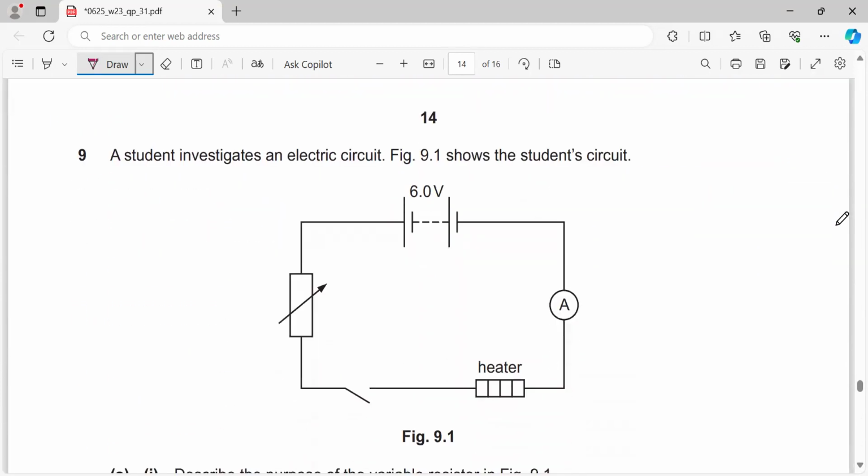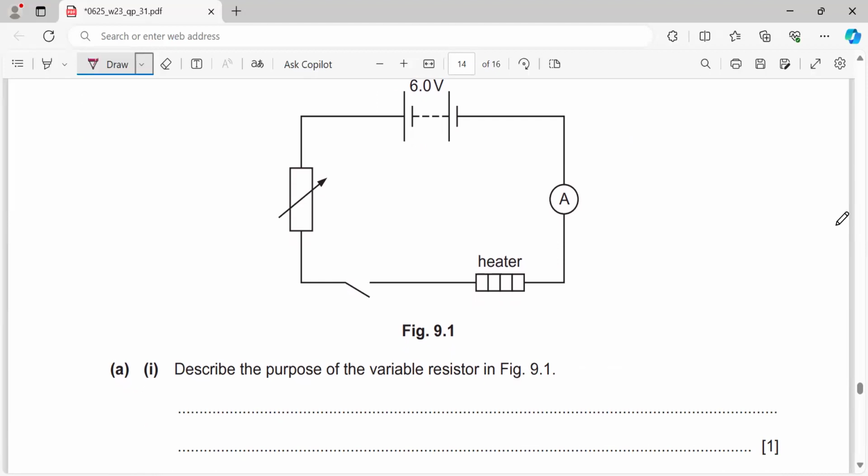Number 9, a student investigates an electric current. Figure 9.1 shows the student's circuits. Describe the purpose of the variable resistor.